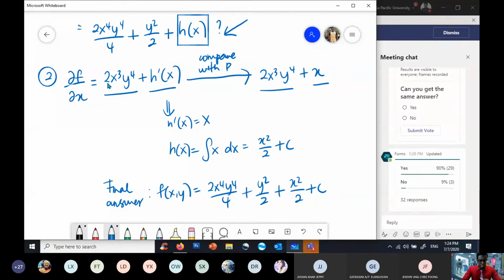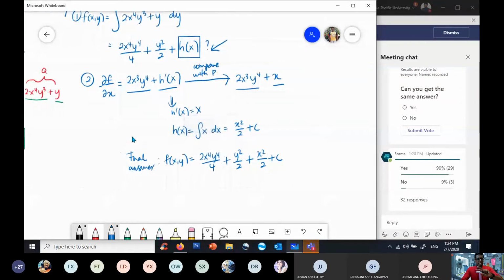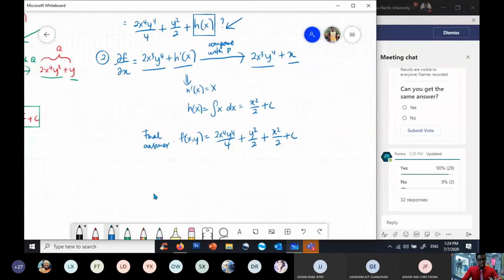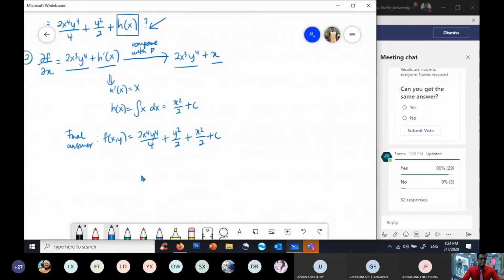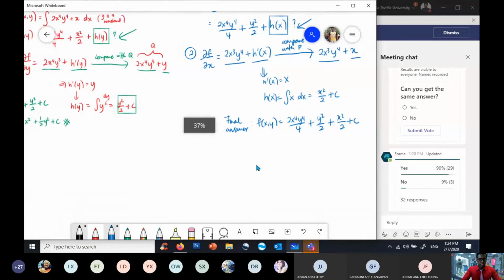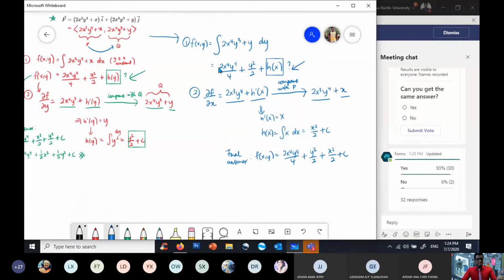Okay, so this is the same answer. Of course, the order changes a bit. Here I get x squared first and then y squared, here y squared first and then x squared, but that doesn't matter. That is just a rewriting of the equation. It's the same process. First step, get the scalar potential. Second step, identify what your h(x) or h(y) is. It should be doable.